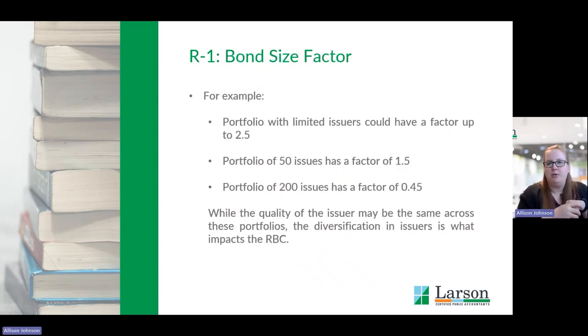So here's an example of how that would work. If you have a portfolio with limited issuers, that RBC charge could increase by 2.5 times. If you have 50 issuers, it's a factor of 1.5, and a portfolio of 200 issuers or more has a factor of 0.45. So this is less of an issue about the quality of the issuer. It's not accounting for that. That's kind of already accounted for in the NAIC ratings. This is more just looking at overall diversification and adding that factor on.